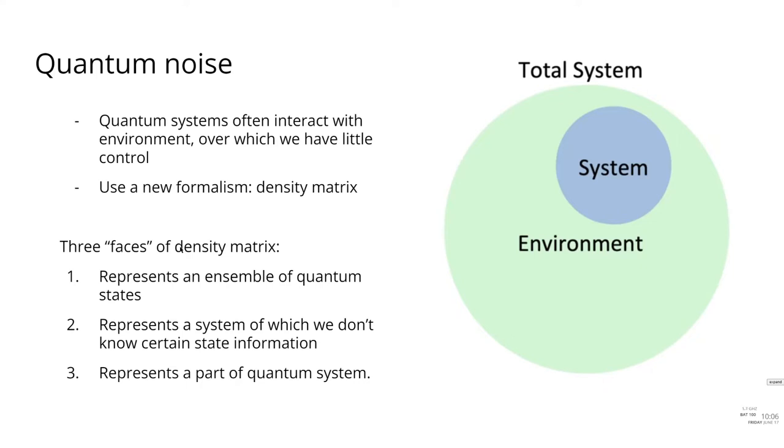And to describe that, again, we use the density matrix formalism. The density matrix has three different phases, I would say. It represents an ensemble of quantum states. It can also be thought of as representing a single quantum system for which you don't know for sure what the quantum state is. So it's similar to going from a distribution of quantum systems to the probabilistic.